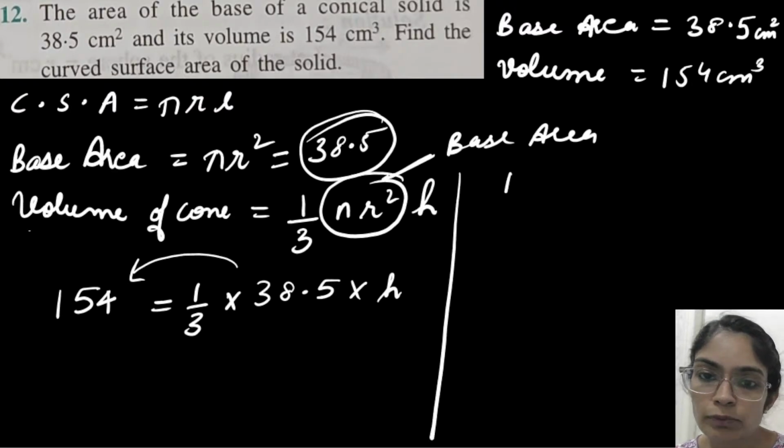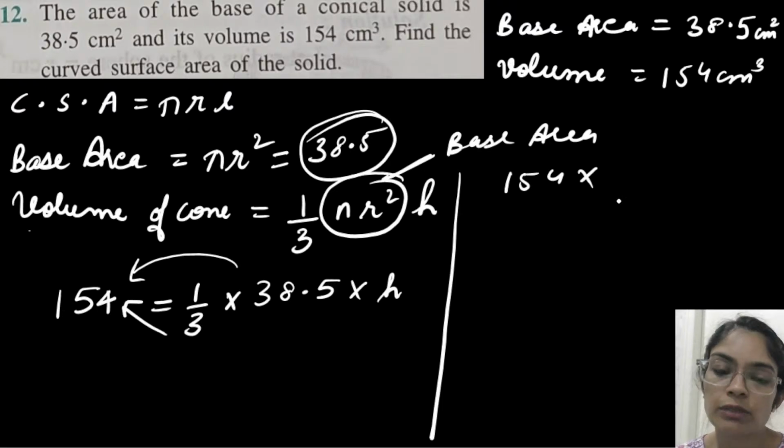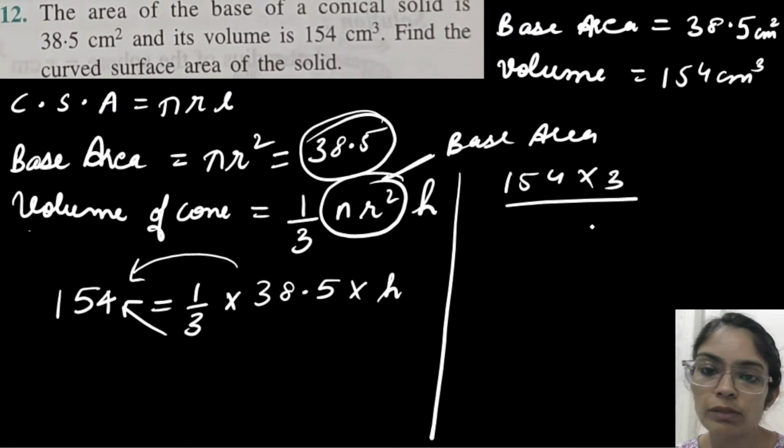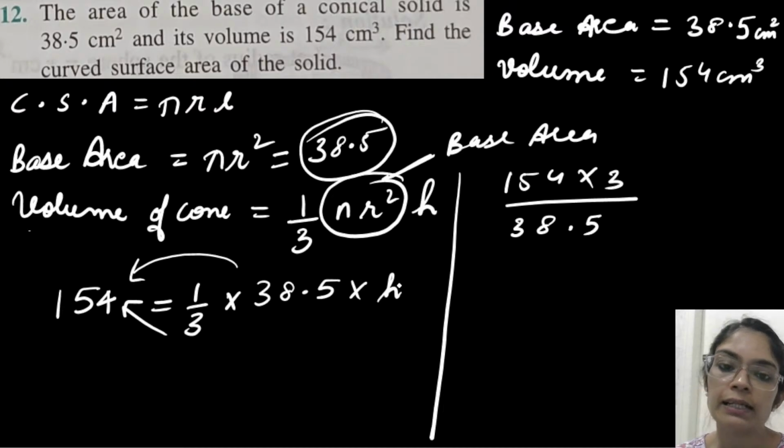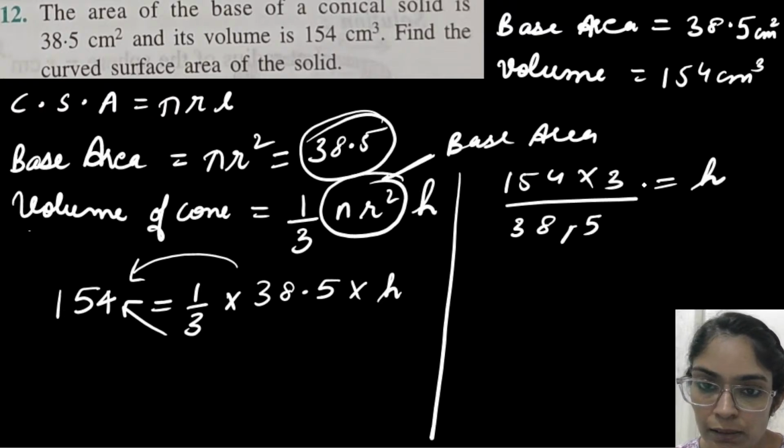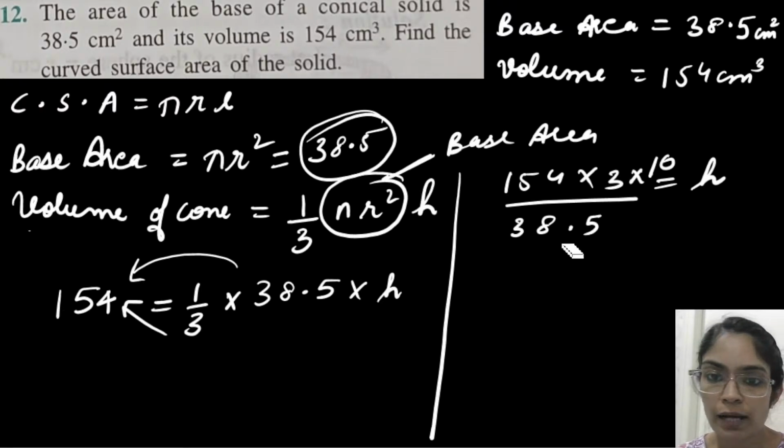So that means 154 into 3 is getting divided. So when 3 we shift to the other side, it will get multiplied with 154, and 38.5 will get divided because here it is getting multiplied by h. So I shifted these two. Let's remove the decimal. If I remove the decimal here, we will get 10. Now we can do cancellation. So always prefer doing cancellation.